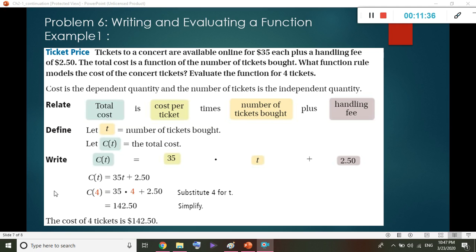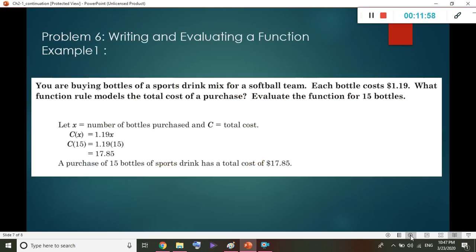$142.5. So again, T is the number of tickets. Oh, here they use T instead of x. Let's see, T is the total cost. So here they only substituted for 4. The cost for 4 tickets is $142.5 as we did. Let's go for the second example we have here using a word problem.